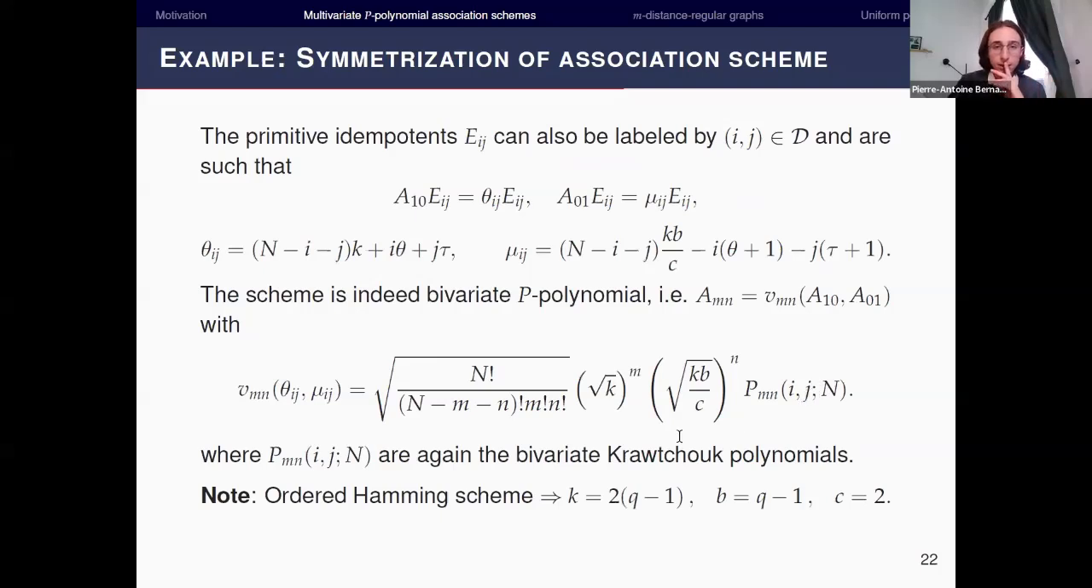So yeah, and so this illustrates the connection we had earlier. For this scheme, we have a characterization in terms of Bivariate polynomial, and we have also a lot of 0 intersection numbers. Also, just a note, the ordered Hamming scheme is an example of the symmetrization of a two-class association scheme. It's the case where K, B, and C take a special value. So it's a special choice of the initial association scheme Z.